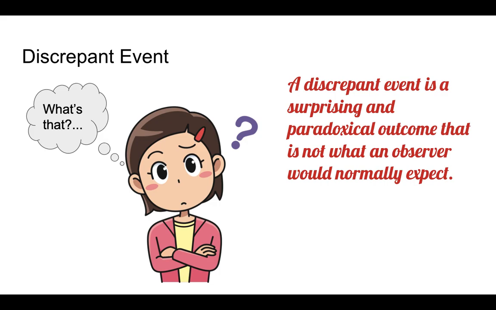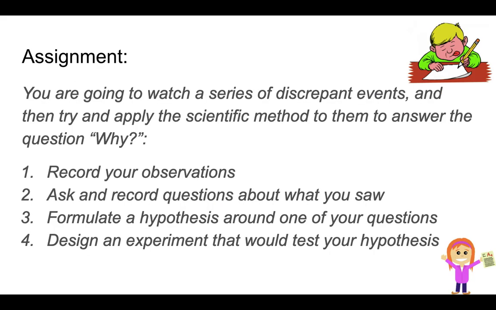And there are a lot of things in this world that take place that maybe we didn't really know what happened. And that, of course, is going to make our imaginations and the scientists in you try to wonder, well, why does it do that? How does that work? And so you're going to see a series of discrepant events. There are 4 of them on this little video clip that you're going to be assigned. And then you're going to try to apply the scientific method to answer that question, why?